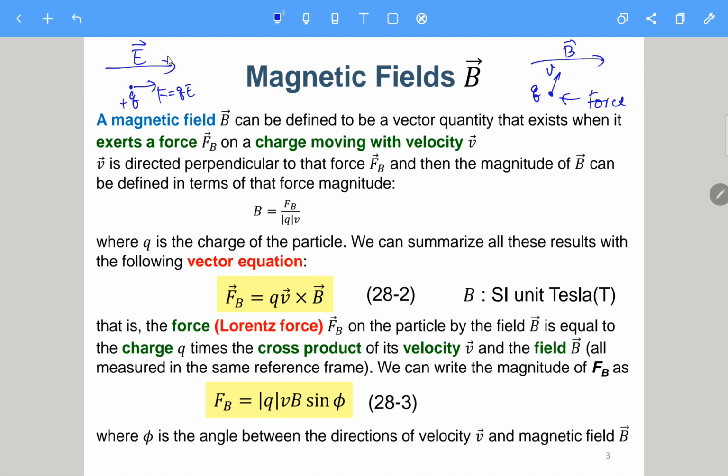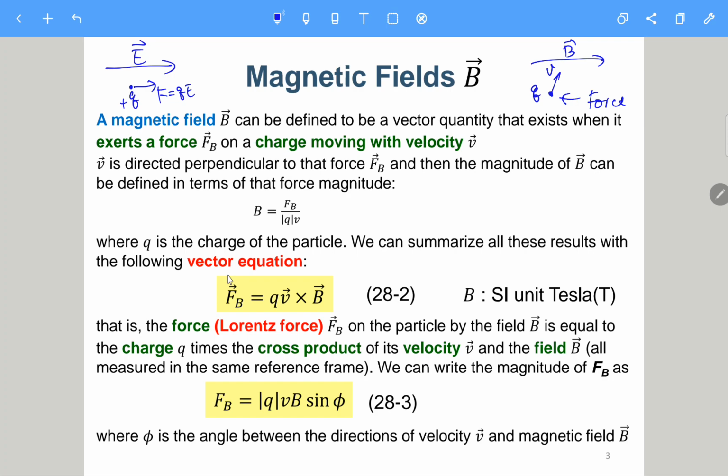So for the E field case, it doesn't relate to the velocity of the charge, but now it relates to the velocity of the charge. And if we write it in the vector form, it is FB equals Q times V cross B. So cross is the cross product for the vectors. And of course, I suppose you should have learned the cross product, so you know that you need to use the right hand rule to determine the direction of FB.